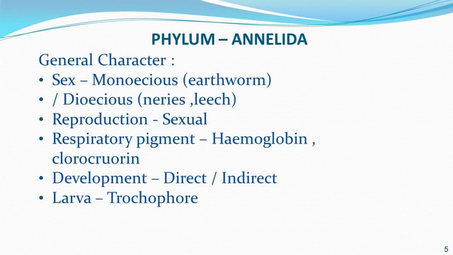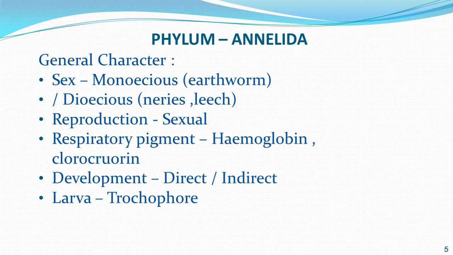Here are a few more general characters of phylum Annelida. The first one is sex. The sex here is monoecious type. What do we mean by monoecious? There are no separate male and female organisms; a single organism possesses both male and female reproductive organs. For example, the earthworm is monoecious. But dioecious types also exist, where male and female are separate organisms. For example, leech.